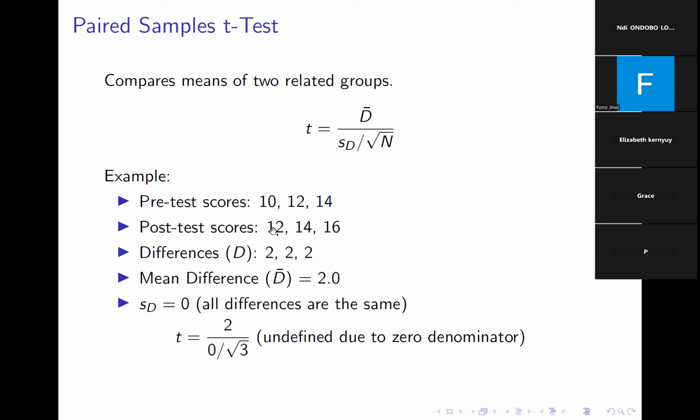But as I said, this is a rare occurrence that this would happen. So this will not always be the case. But this was to let you know that the test can fail in that instance, and also to show you how to calculate the t-test when you have a matching sample.